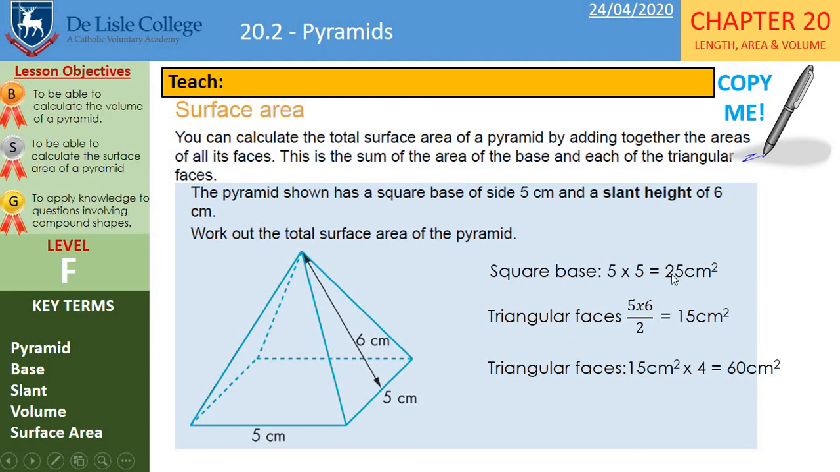We then have to add together the surface area of the base, the square, and the surface area of the 4 triangular faces. Don't add this as well by accident. It's the total of the 4 sides, the 4 faces that are triangles, and the base, and you get 85 centimetres squared. Please pause the video and copy this example down exactly as it is in your exercise book.